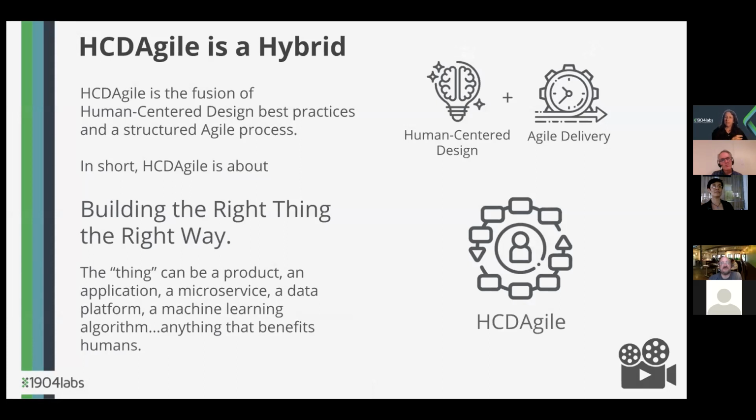Build the right thing is the part of that human-centered design of understanding the requirements, right? And understanding what people need, understanding what the business needs, what the users need, and what the technology can enable. And that's building the right thing. And then building it the right way is doing it in an Agile HCD iterative fashion. So we try to do shorthand that.